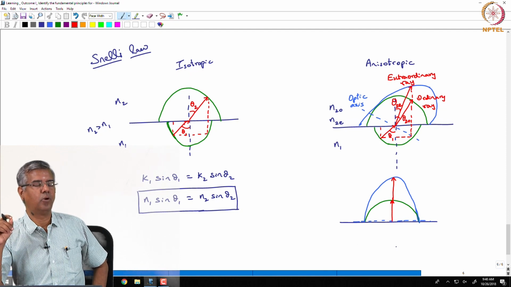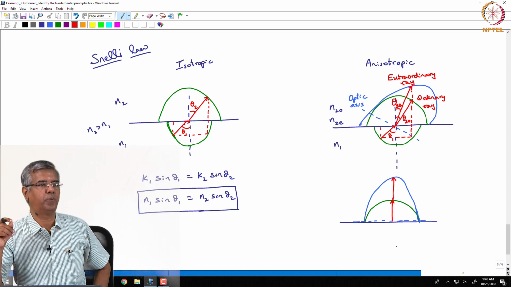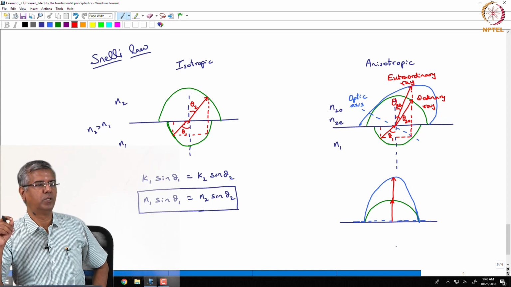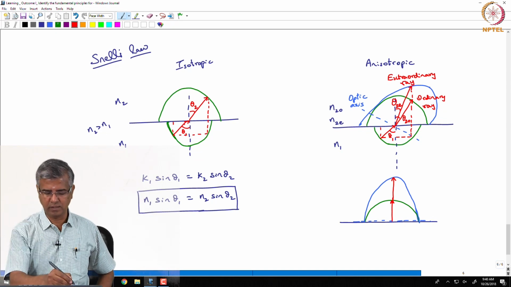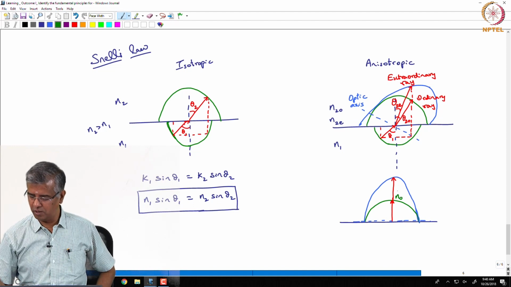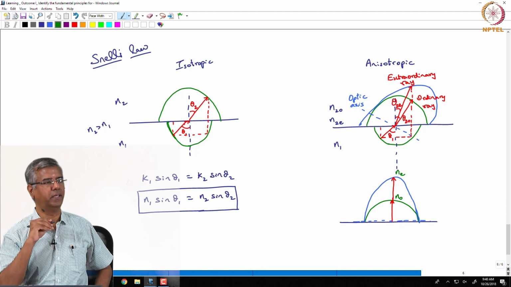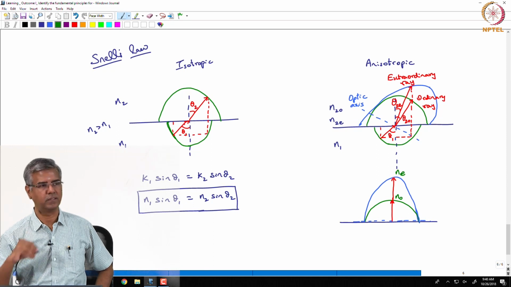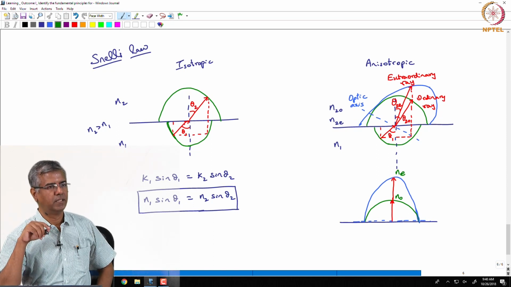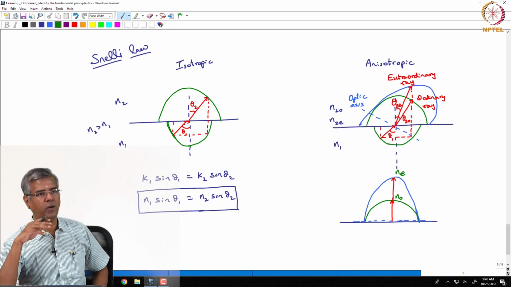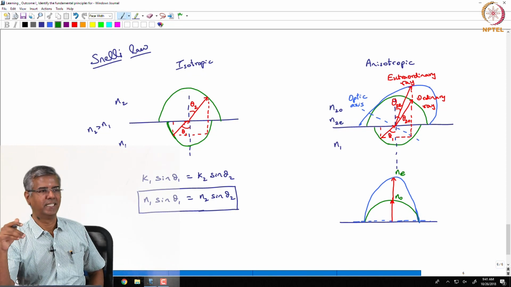What can you say about the speed at which light propagates for the two different polarizations? They will be different, right, because one is seeing n_o and the other one is seeing n_e as the effective index. Do you understand that? So, depending upon how you cut the crystal, whether you cut it along the optic axis or at an angle with respect to the optic axis.